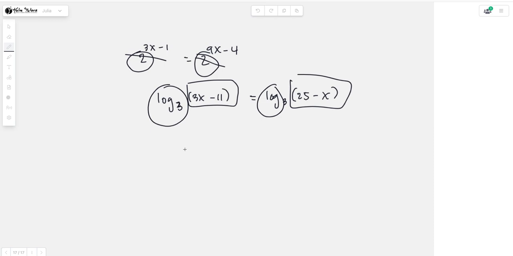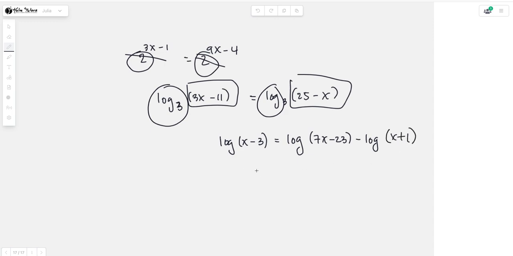So, example 7 is like log. No one has like 2 middle names. No, I'm kidding. Log of x minus 3 equals log of 7x minus 23, and then minus log of x plus 1.